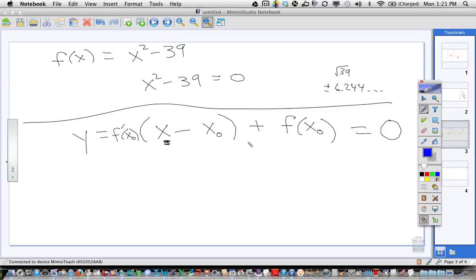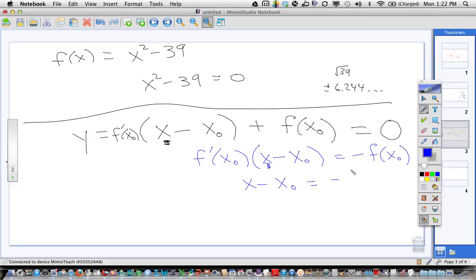Subtract this, right? Okay, so I would have f prime x sub 0, parentheses, x minus x sub 0, and over here I'd have negative f of x sub 0. Correct? All right, then what? I'm trying to solve for this x right here. Divide by that f prime. So I'd have x minus x sub 0, and over here I'd have negative f of x sub 0 over f prime of x sub 0.